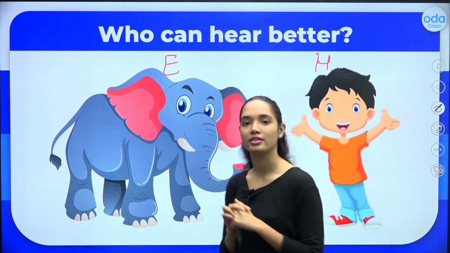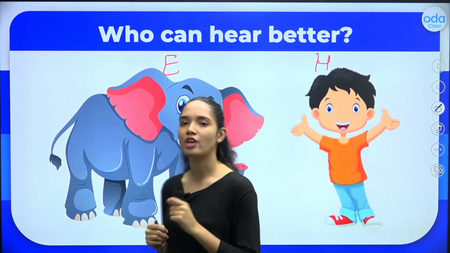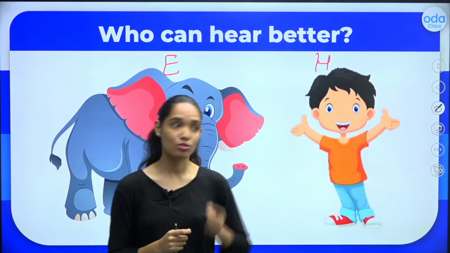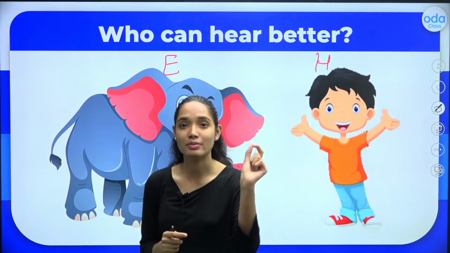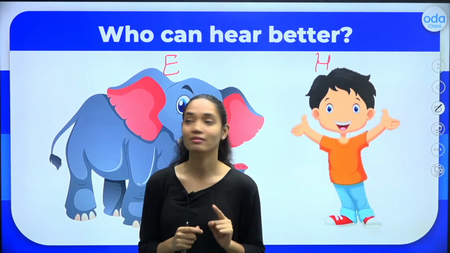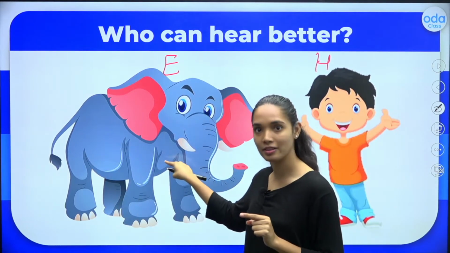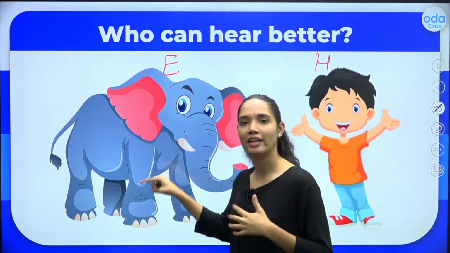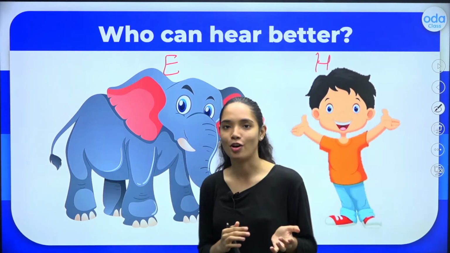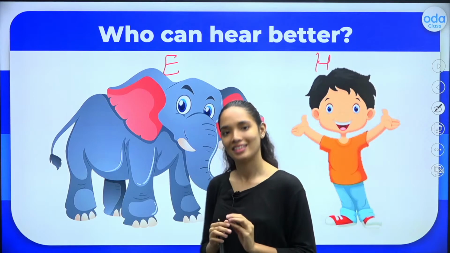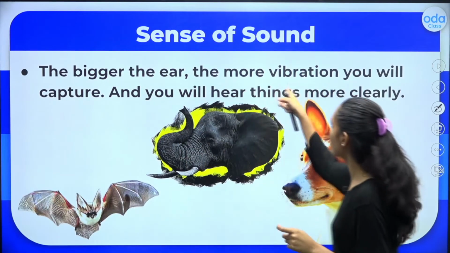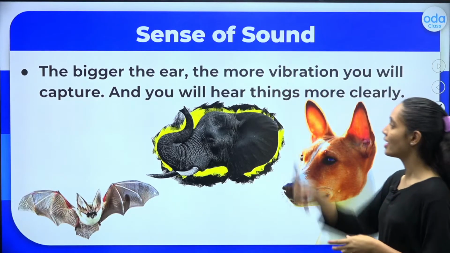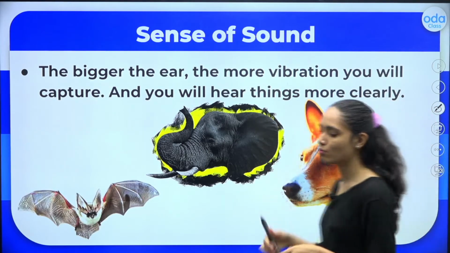It's the elephant. That is the reason whenever we travel through a forest or national parks, there is always a sign, please maintain silence. Why? They can hear better. They might get afraid and in return they might harm you. Got it, students? They'll get to know. Yes. So always remember, students, bigger the ear, more the vibrations you will capture, and you will hear things more clearly.